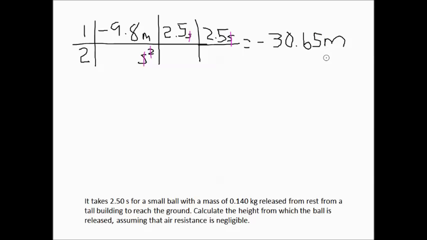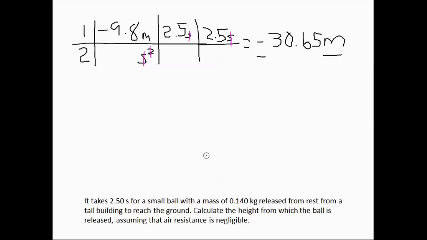Now, I've got to answer the question correctly, but I did the math right, and I get this value. And I know it's right because my units are right. And I also know it's right because it's negative, and that makes sense. The ball will be 30.65 meters below me, and that's what the negative is telling me. It's going down, so it's going to be beneath me at this point, right?